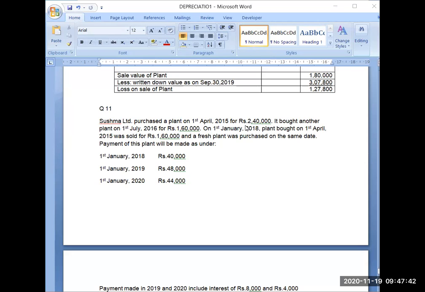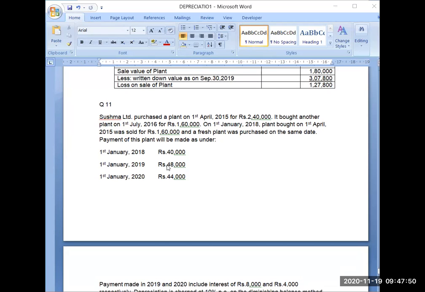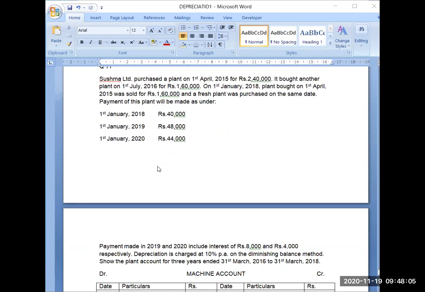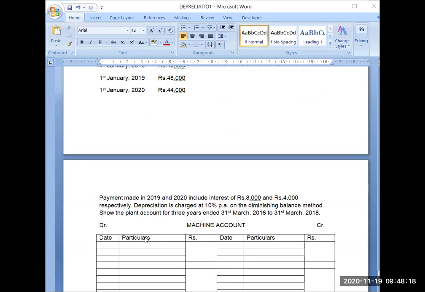Now, the payment for this given plant will be made as under. So this means that you are purchasing this new plant on 1st January 2018, and on that date you are paying only 40,000. The rest of the payment you are making in two other installments over 2 years. That means you are purchasing this machinery, this plant, on credit also. So you have to calculate the purchase amount.